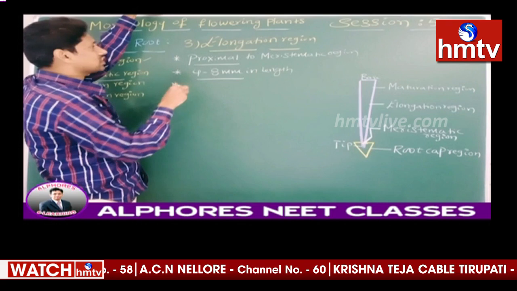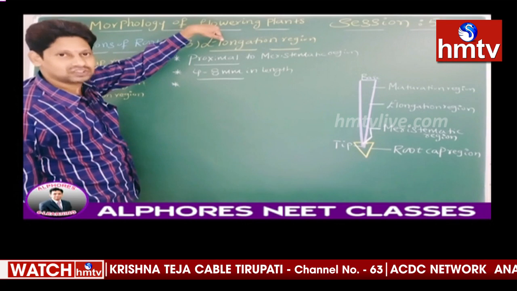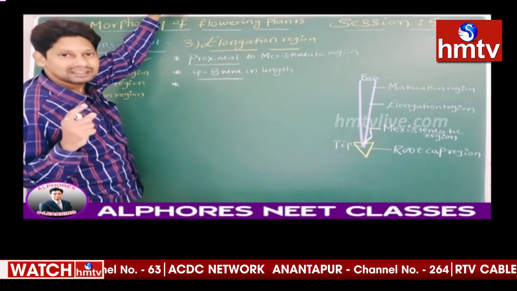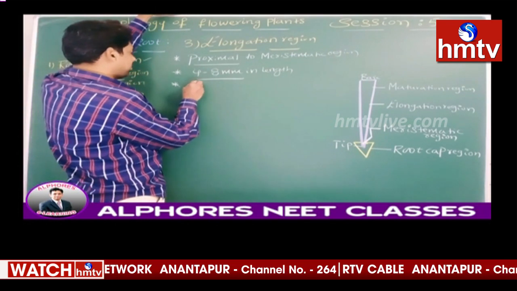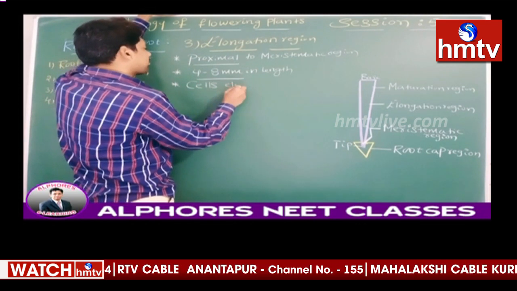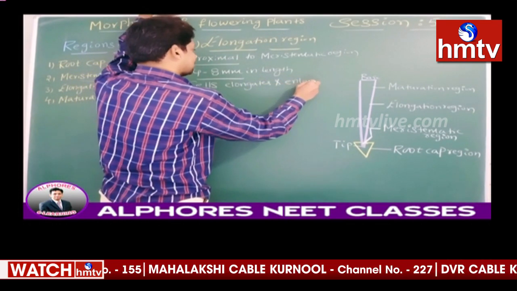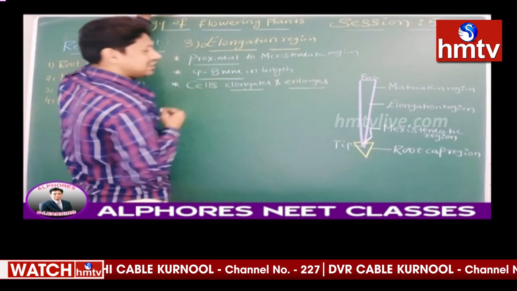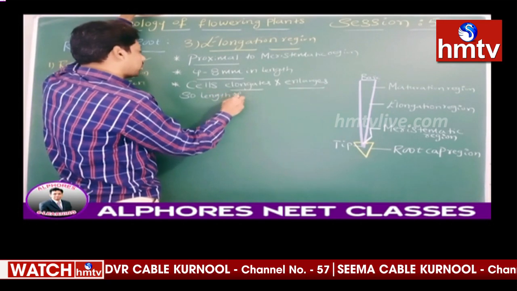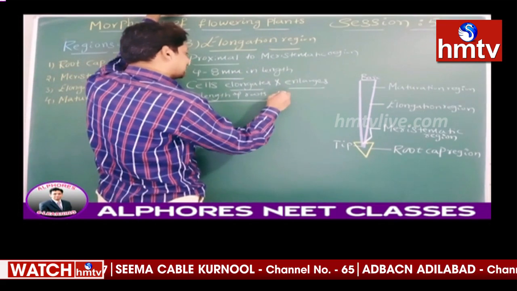In the elongation region, what happens? The cells will elongate and enlarge. So the length and size of the cell increases, and automatically the length of the root also increases. Therefore, cells elongate and enlarge, so the length of the root increases.